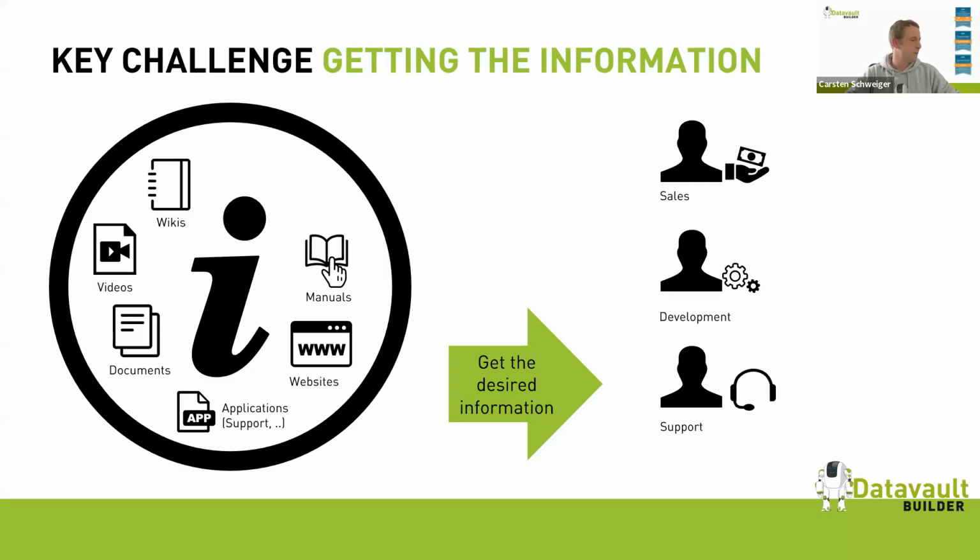So we have different wikis, Confluence, for example. We have Jira support tickets. We have Office documents. We have a lot of videos about Data Vault Builder, about the product, so also the transcriptions of these videos. We have manuals and we have websites, our website, our blog. We also have our product documentation on the website. And we have different roles, of course, in the company, for example sales, development, and support. And how to get the desired information?